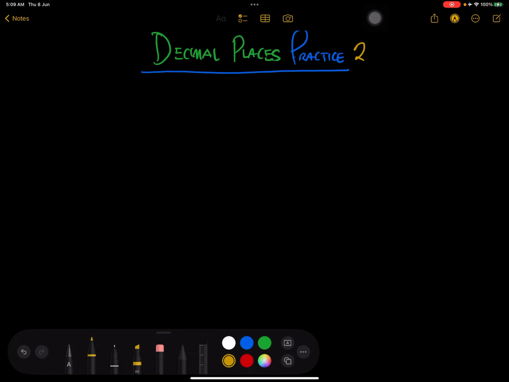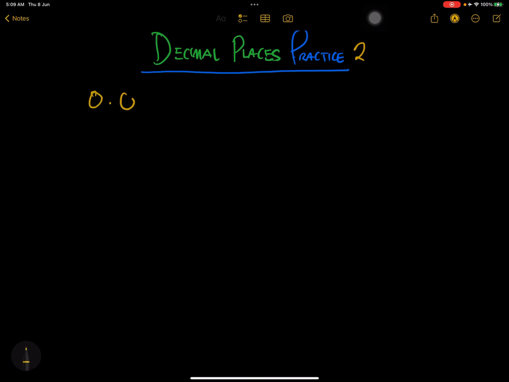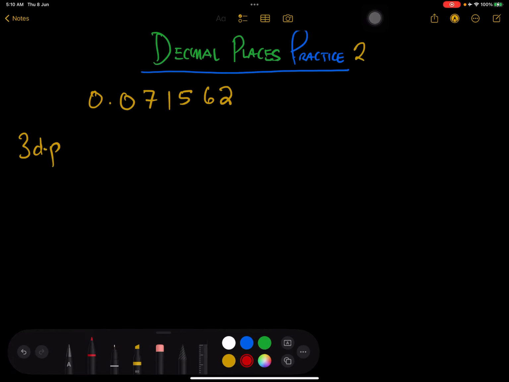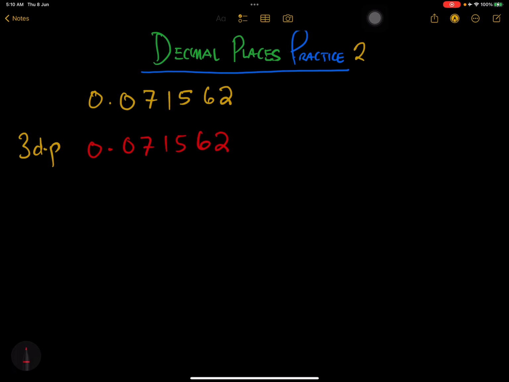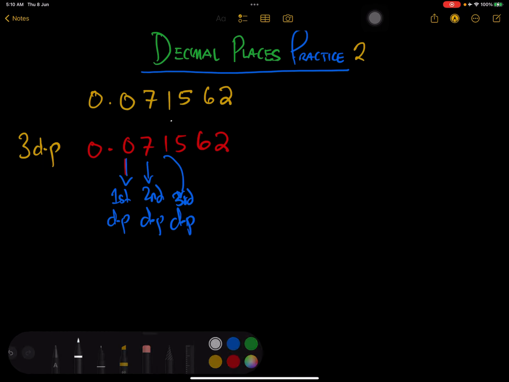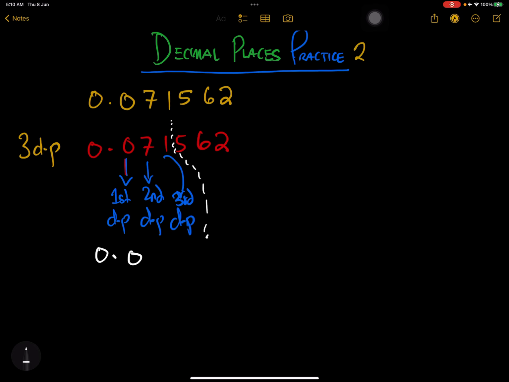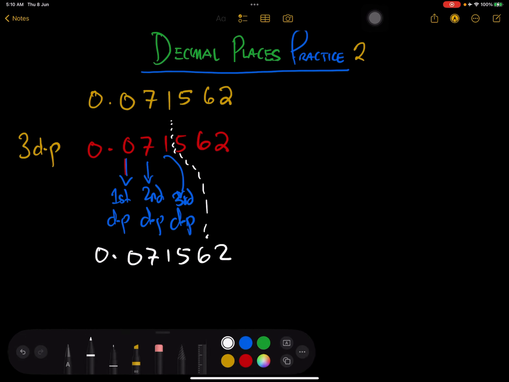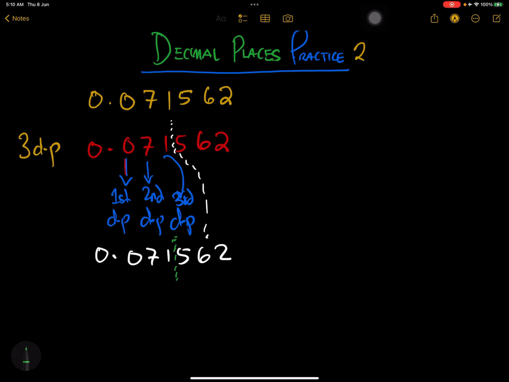The question here is 0.071562, and we are correcting to 3 decimal places. We know that this is the first decimal place, this is the second decimal place, and this is the third decimal place. The moment we get there, we introduce a dotted line right after that. So we put a dotted line right after the 1. Why are we doing that? Because this is the first, second, and third decimal place. That's what we're looking for.